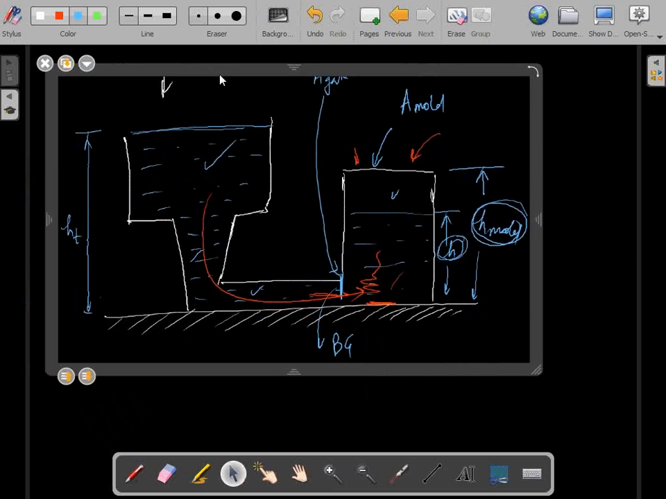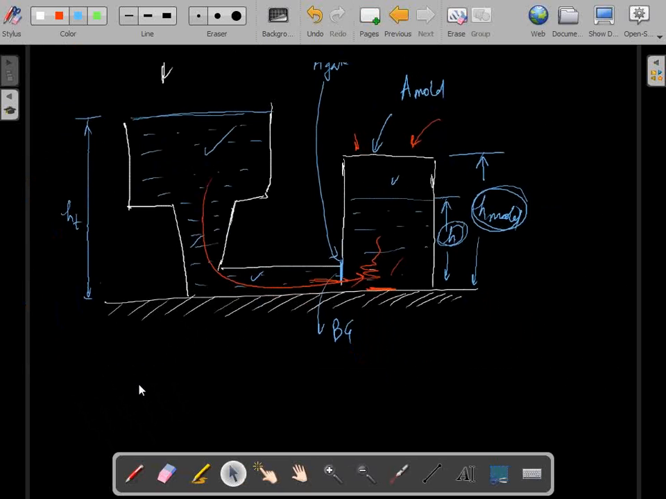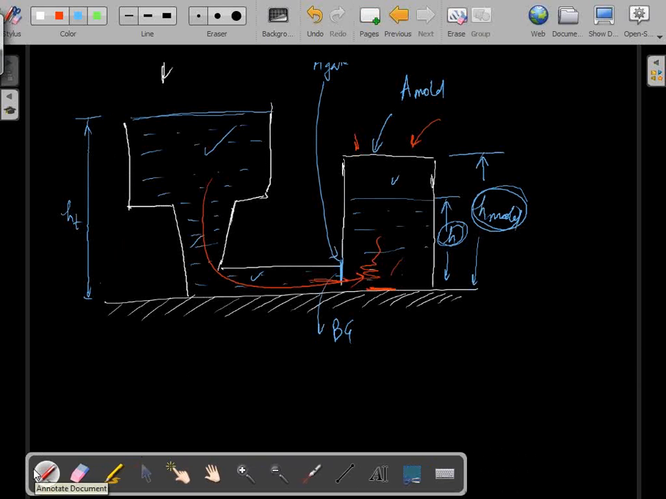Great. Now we know that the application of the continuity principle will say that the flow rate through the gate is equal to the flow rate going inside the mold, isn't it?